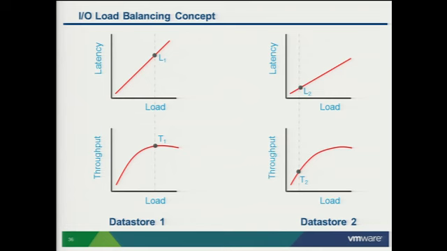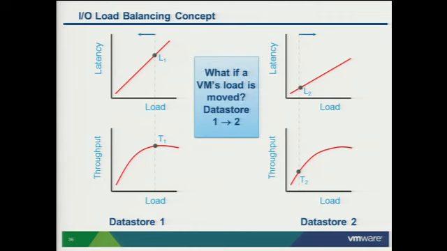In the bottom two graphs, we see load with throughput. Throughput does not go up linearly with load. And at some point, when the device becomes saturated, it flattens out and even maybe drops off a little bit. And we see here that Datastore 2 is much lesser loaded than Datastore 1. So at this point, presented with this, the question that storage DRS load balancing would want to ask and answer is, what if a VM's load is moved from Datastore 1 to Datastore 2? Well, duh.